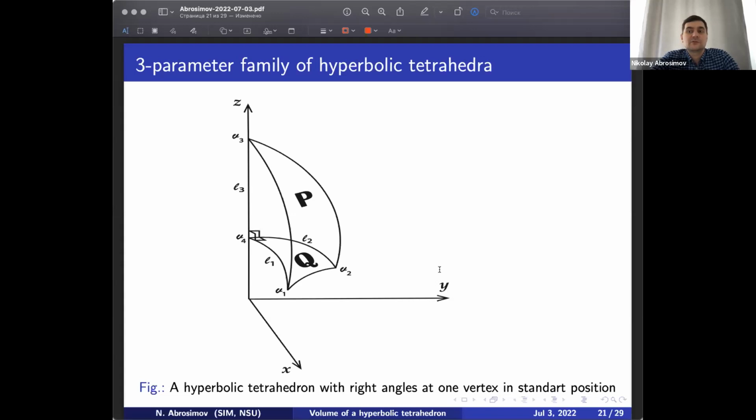And without loss of generality, we can consider such a tetrahedron in so-called standard position in the upper half space model. That means that one vertex V4 has the coordinates 0, 0, 1. The vertex V3 lies on the vertical coordinate axis, and the remaining two vertices V1 and V2 are lying on the coordinate planes.